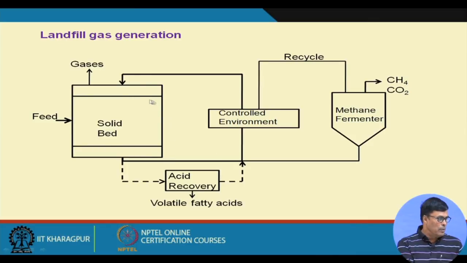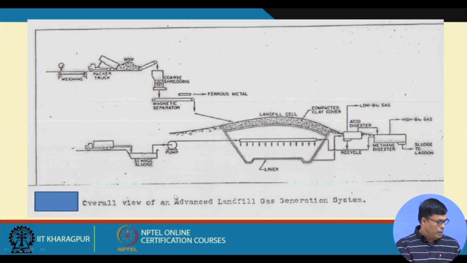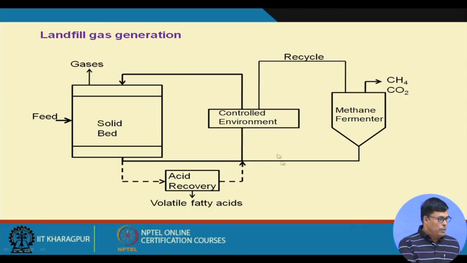I told you already that acidogenesis is very fast; the rate of reaction is very fast compared to methanogens. So what we did, we carried out the acidogenic reaction in a particular reactor. Here we build up the solid bed, and here we sprinkle the acidogenic culture. We recycle this again and again, until the stabilization takes place. When we find that this bed is totally stabilized, then the liquid we pass through the methanogenic reactor.